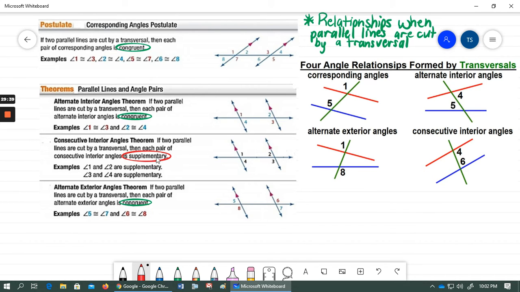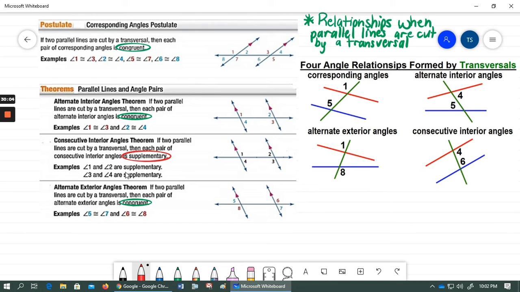All right. So again, the only one of those four types of angle pairs where the angle measurements will be supplementary when we have two parallel lines that are cut by a transversal is the consecutive interior angles.